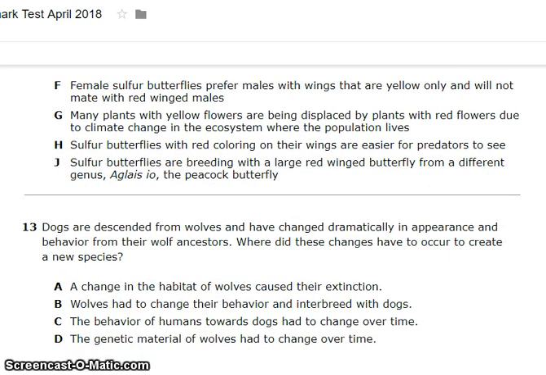Dogs are descended from wolves and have changed dramatically in appearance and behavior from their wolf ancestors. Where do these changes have to occur to create a new species? A. A change in the habitat of wolves caused their extinction. B. Wolves had to change their behavior and interbreed with dogs. C. The behavior of humans towards dogs had to change over time. D. The genetic material of wolves had to change over time.